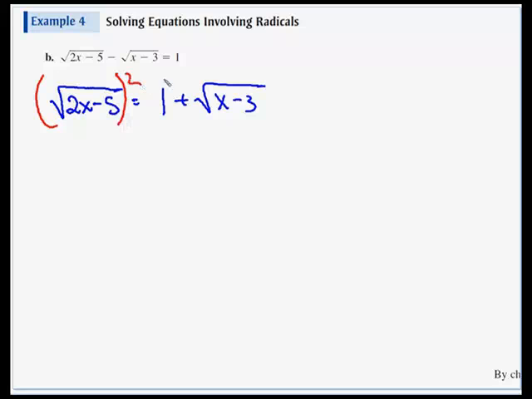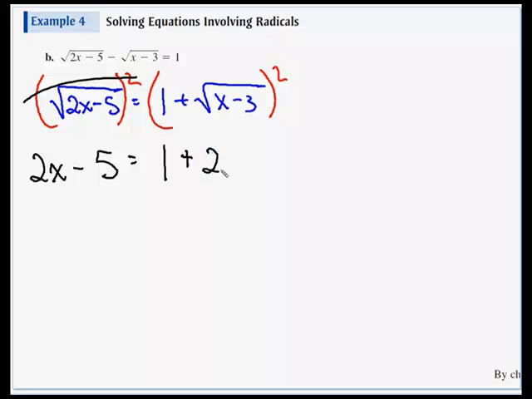Okay, and here's where this starts to get a little tricky. We are going to again square both sides. The left side will be relatively simple. The square and the square root cancel, and we are left with what is under it, 2x minus 5. Now we have equals this, and we got to FOIL it out. So first times first will be 1, and then we'll have our outers and our inners, which will be 1 times the square root of x minus 3. So we're going to have 2 square roots of x minus 3. And then our last term times our last term will be this root times itself, which is just going to be plus x minus 3.